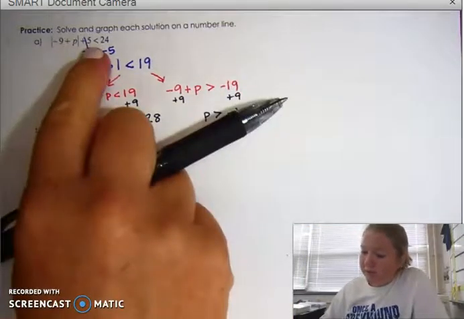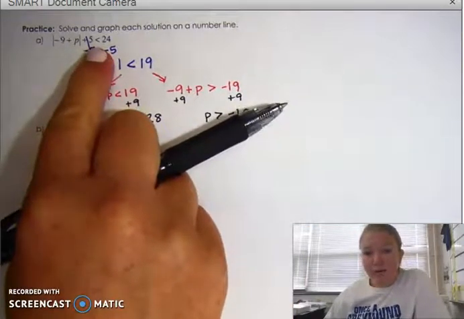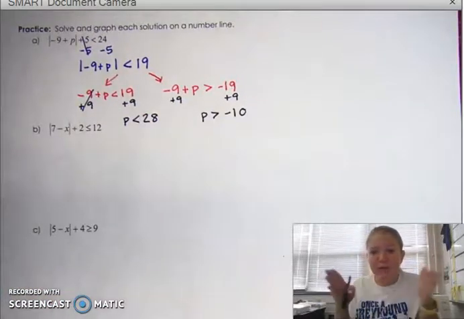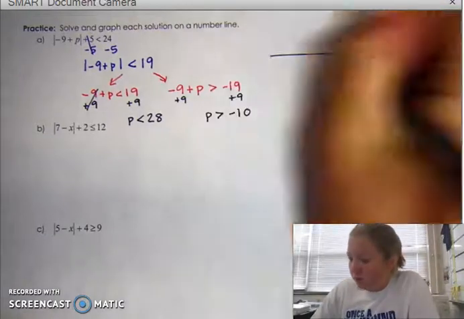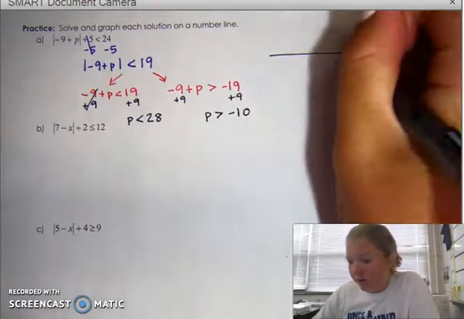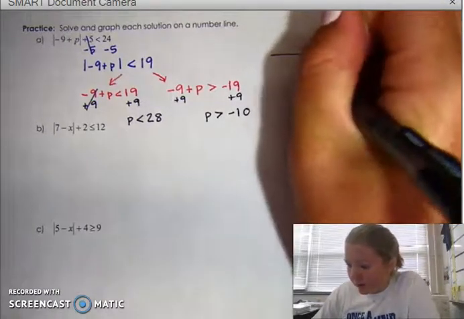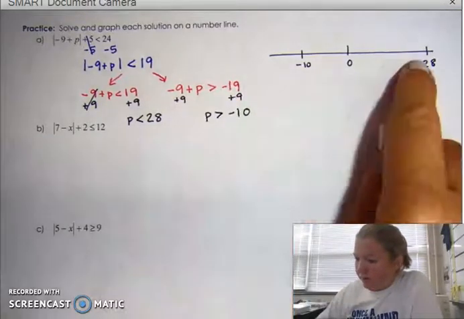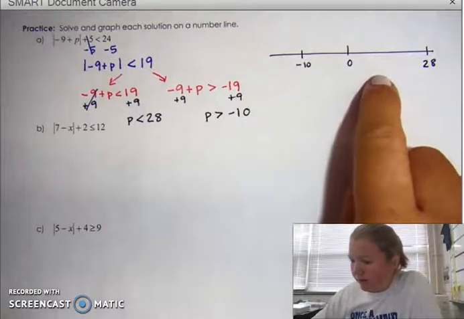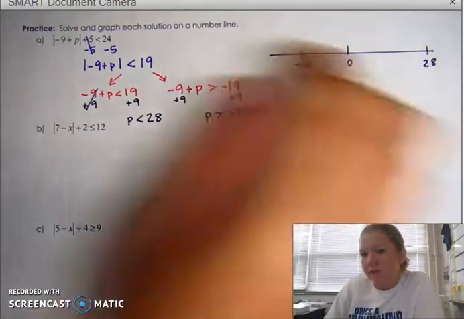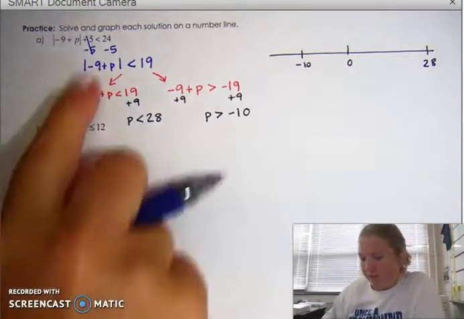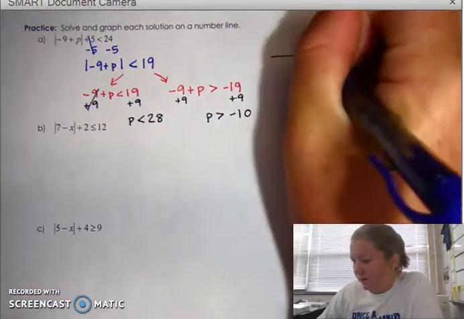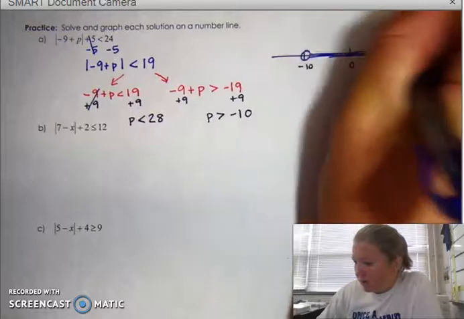So this is a less than case. If we go back to the first video, a less than case is always going to have that sandwiched piece in between the two endpoints. So if I thought about this number line, here's 0, here's negative 10, here's positive 28. To be less than 28 but greater than negative 10 is going to be everything in between. And again, this does not have an equals to, so these are going to be open dots, and then everything in between would be shaded.